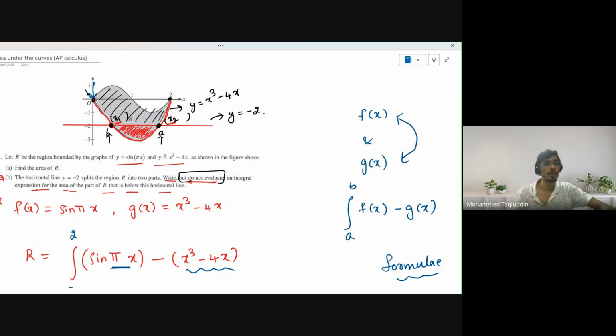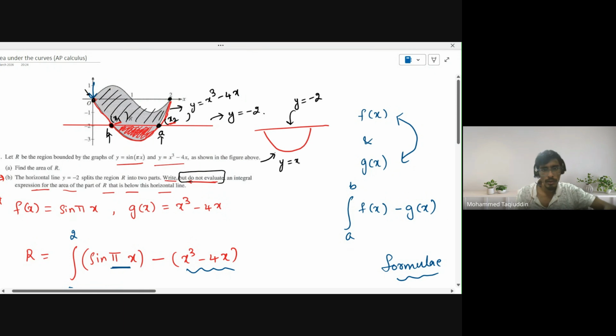Again, I'm going to use the same formula. This red region which I have shaded, you can clearly see, is bounded by two different equations. One is y equals negative 2, and the other one is y equals x cube minus 4x. But my limit shouldn't be from 0 to 2. My limit should be from x2 to x1. Did you get my point?